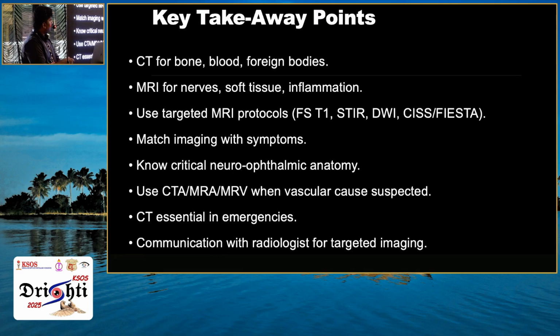The key takeaway points are CT is for the blood and foreign bodies, MRI is for the nerves, soft tissue, and inflammations. And we have to use targeted imaging protocols. If you are suspecting any cranial nerves, you have to ask for a Fiesta, and also if any lesions or any inflammatory things, you have to ask for a contrast as well. Match the imaging with symptoms. Know critical neuro-ophthalmic anatomy. Use CTA, MRA, or MRV whenever vascular cause is suspected. And CT is essential in emergencies, and communication with the radiologist for targeted imaging.